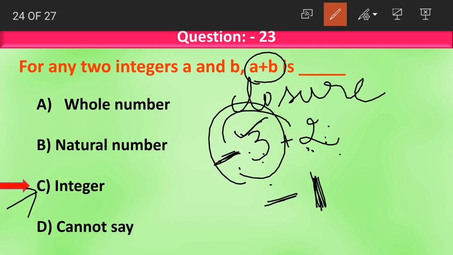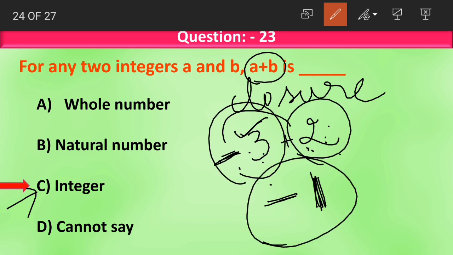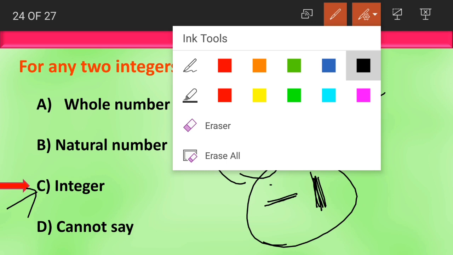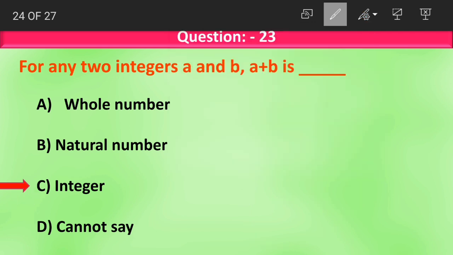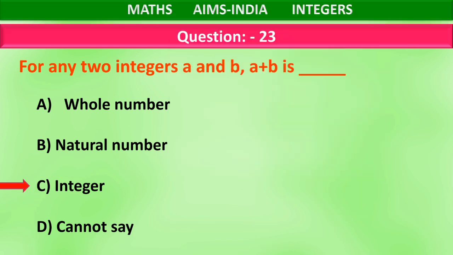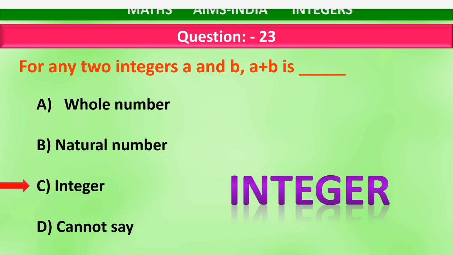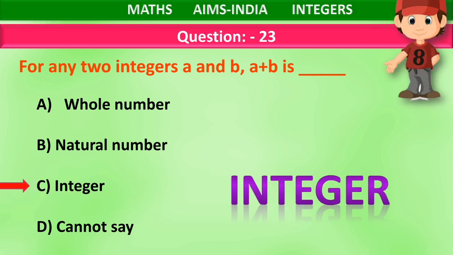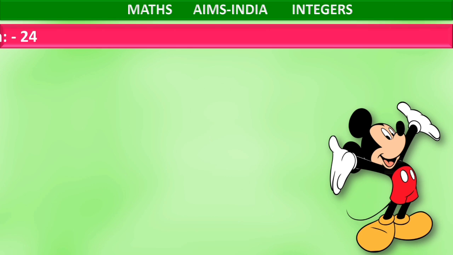Now minus 3 is an integer, 2 is an integer, and minus 1 is also an integer. So when we add two integers, the answer will always be an integer. It is following the closure property of addition.